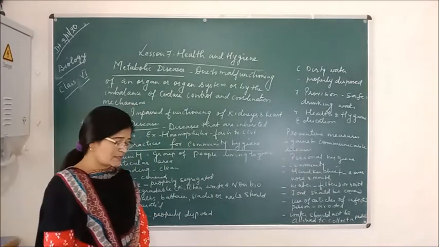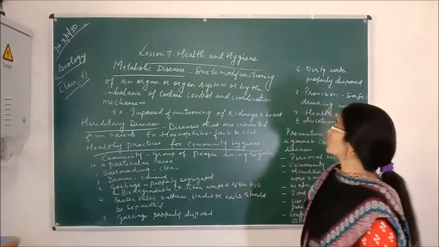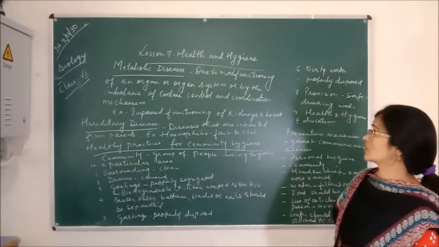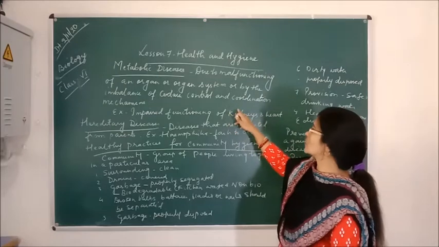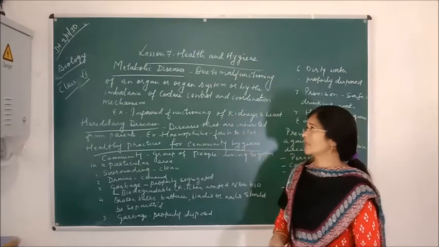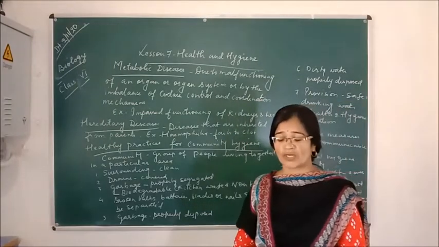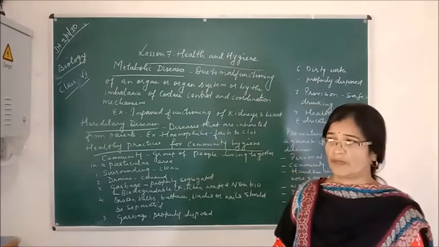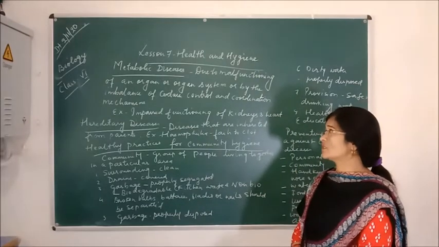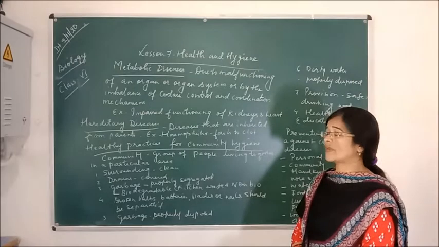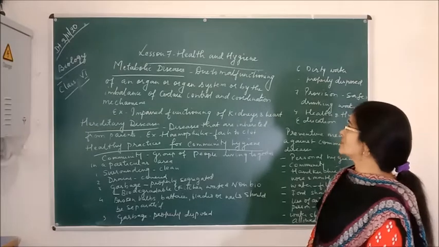What are metabolic diseases? Metabolic diseases are those diseases which are caused due to the malfunctioning of an organ or organ system, or by the imbalance of certain control and coordination mechanisms. So whenever any organ or organ system of our body is not working properly, that type of disease which is caused due to the malfunctioning of any organ system or organ of our body is called a metabolic disease.